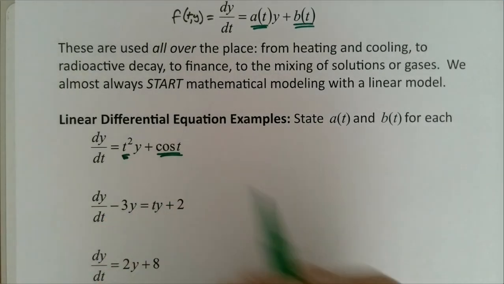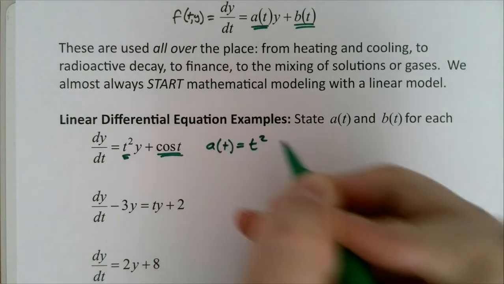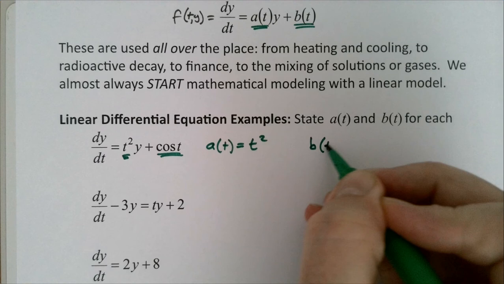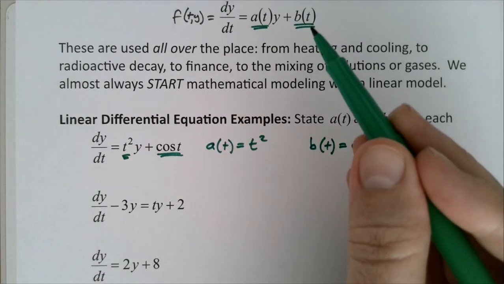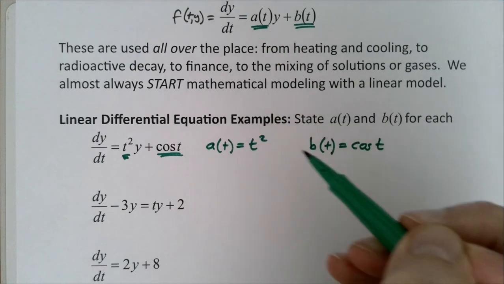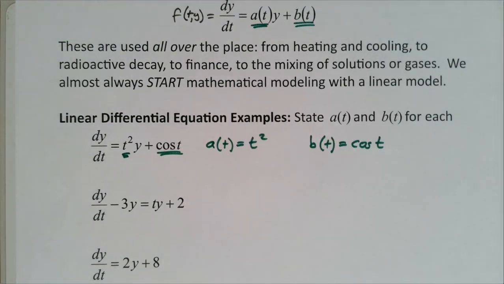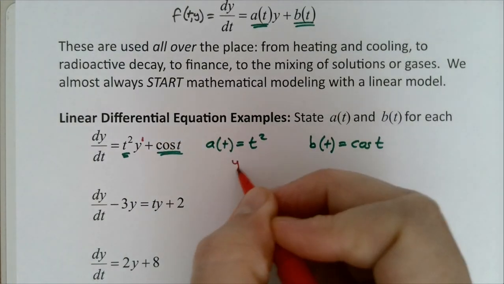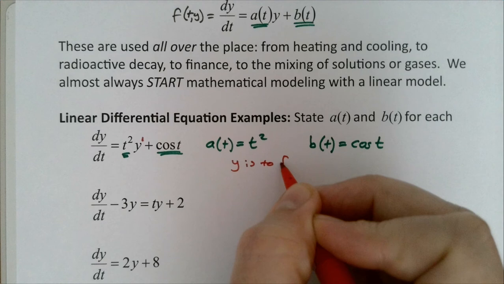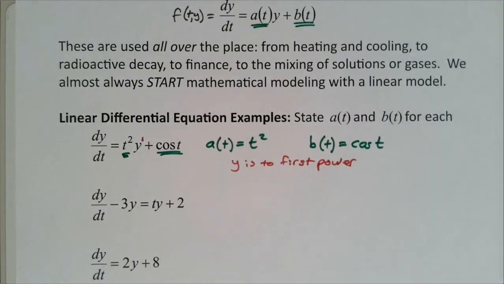In this case, you can say your a of t is equal to t squared, and your b of t is equal to cosine t. And that's perfectly legitimate. Notice a and b are both just functions of t, and in this case it works out just fine. And of course it is linear. What makes it linear is the fact that y is to the first power. So that makes it a-okay.